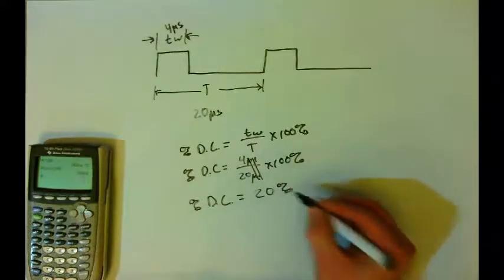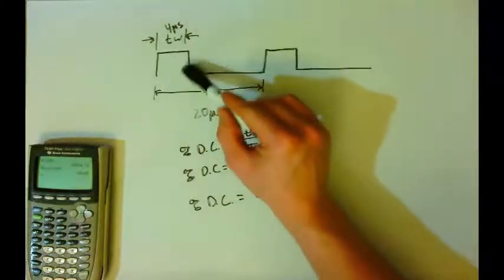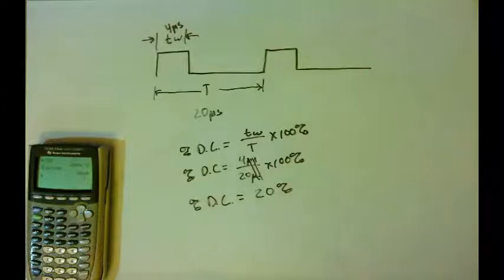And so 4 microseconds is 20% of 20 microseconds. In other words, the signal is high 20% of the time, and then the other 80% of the time the signal is low. And so the duty cycle will be 20%.